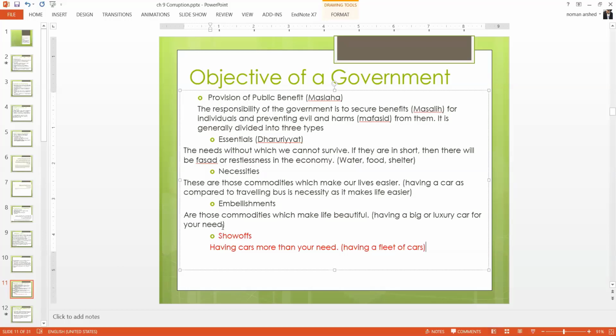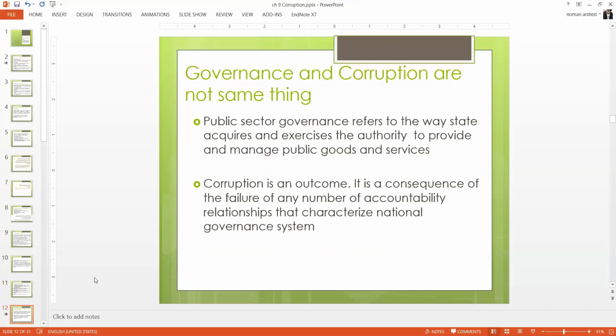And you need only one house, but you have a house in every city, and you are not using it anyways. So that will be show off. So in Islam, the first three are allowed and show off is not allowed. So for the example of a car, I have given an example for all four types. Next is governance, and now we compare governance with corruption.